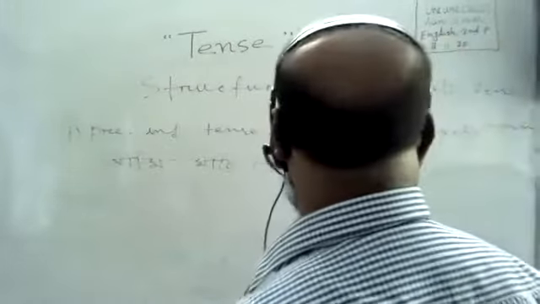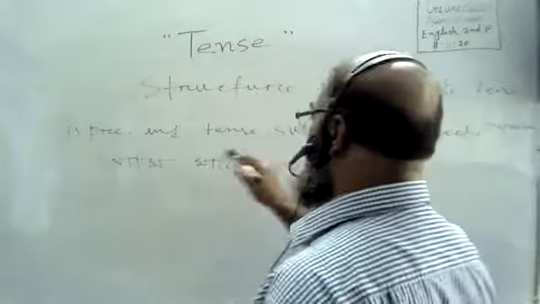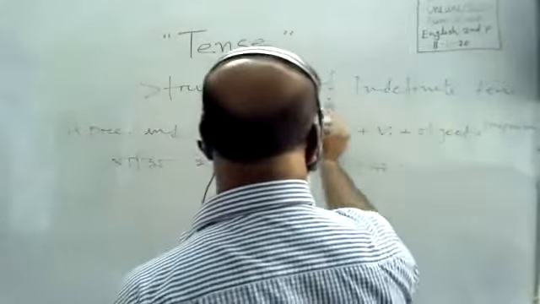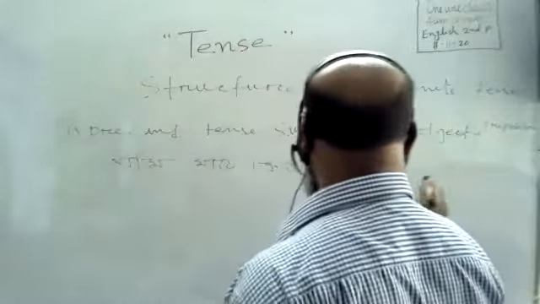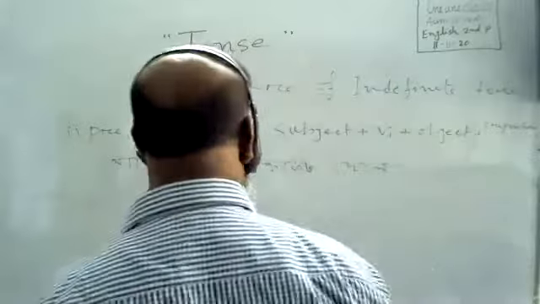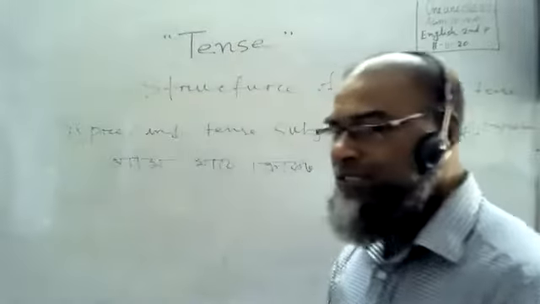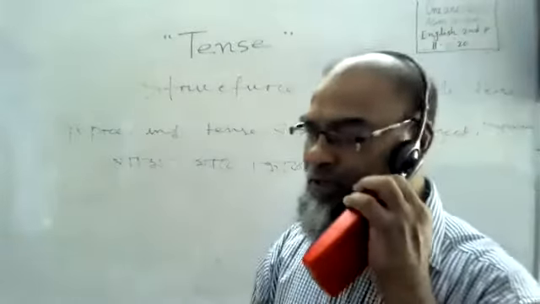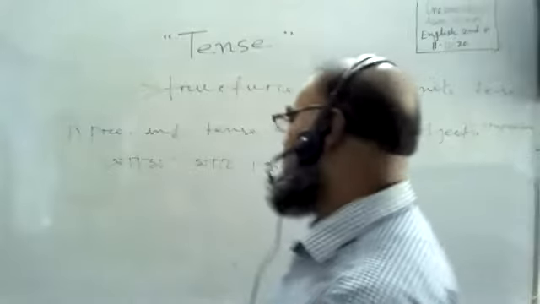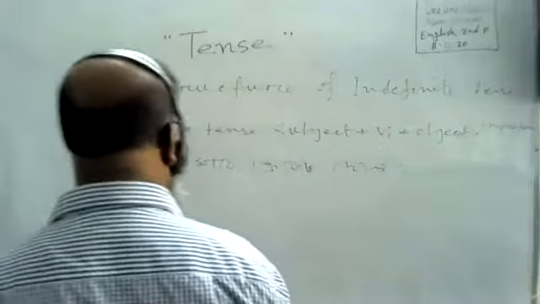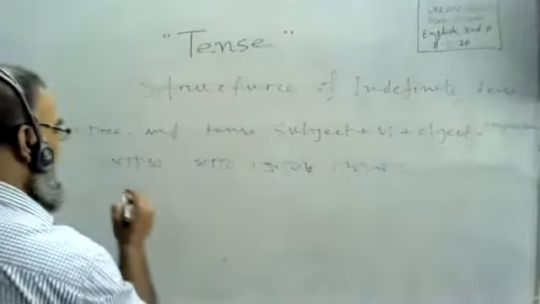How is it possible? The structure is, at first, subject. So what is the subject in this sentence? Ami mathe khela kori. Here, what is the subject? Subject is I. Ami in English is I.